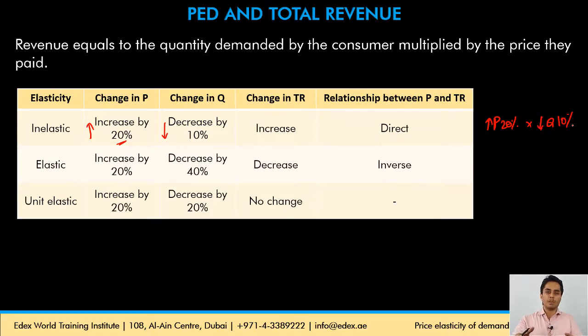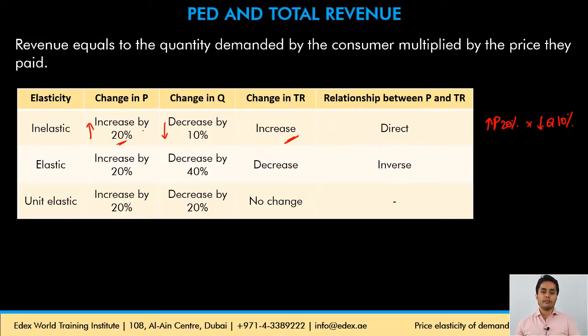It is obvious that the net change in revenue will be positive because one of the elements of the formula is increasing by 20% and the other element is decreasing by just 10%. The net change will obviously be positive, and hence the overall revenues of the firm will increase whenever there is an increase in price for a product with inelastic demand.